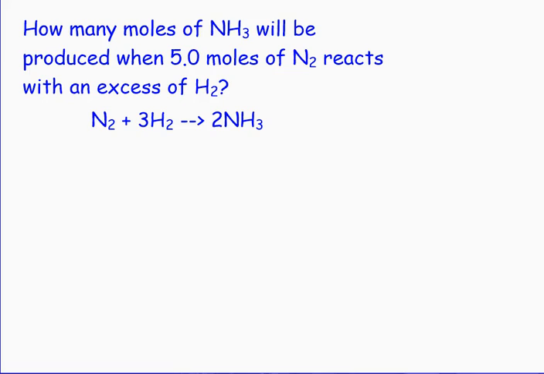Now this question is addressing every substance in the equation. However, it's asking me for how many moles of NH3. So I know that I'm looking for NH3, and it tells me how much N2 I'm starting with. So those are the 2 substances I'm going to be dealing with. When it says with an excess of H2, that's stated to tell you that this is the reaction that's taking place and that there's enough H2 that all of the nitrogen will actually react. It is not going to play any part in your calculation.